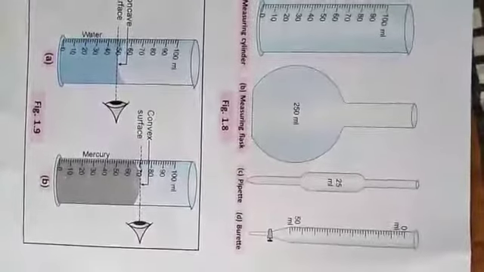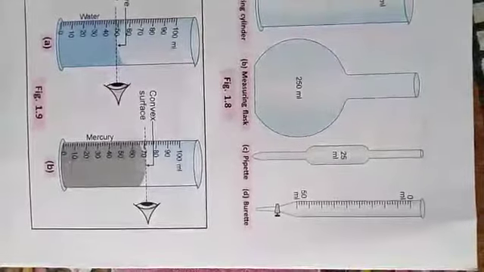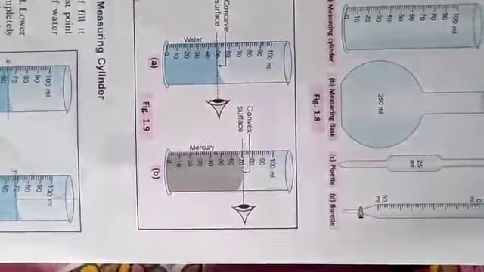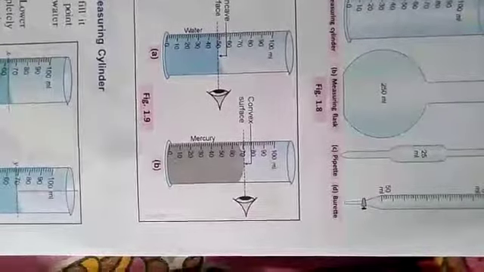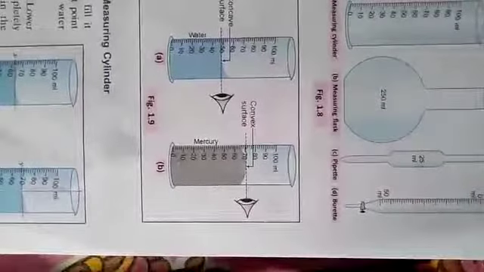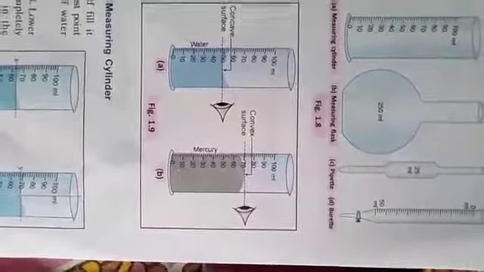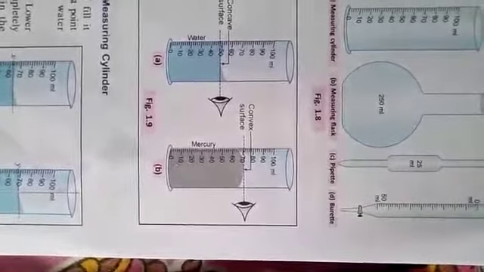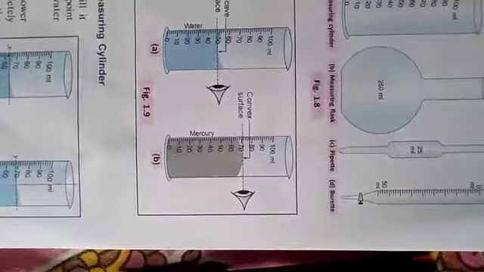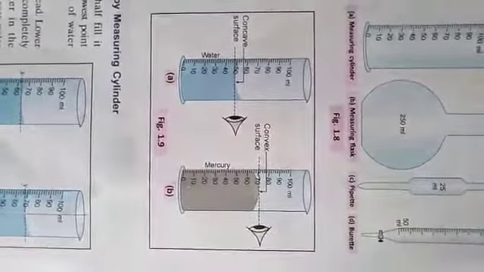And then if we observe the liquid carefully, there will be two cases. In case of wetting liquids, what are wetting liquids? Wetting liquids are those liquids which wet the sides of the cylinder, such as water, alcohols. Now in this case we will observe that the water level is concave. So in this case we must keep our eye level in line with the lowest level of the concave surface to know the more accurate volume.